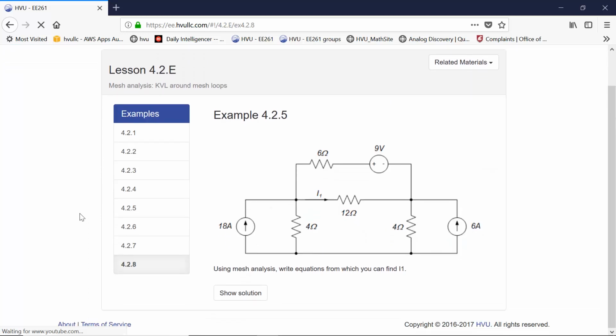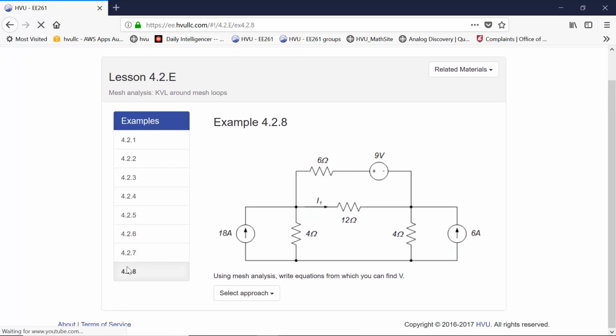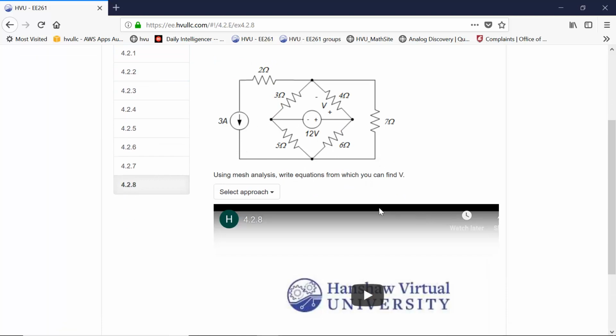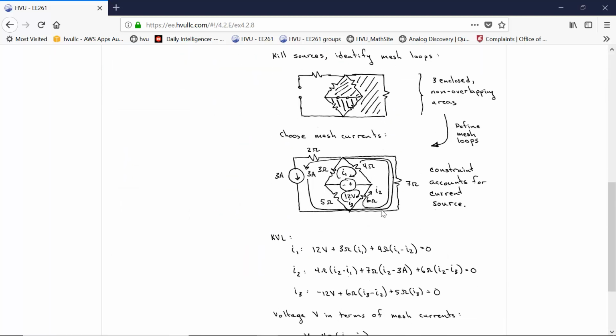And in some cases, I try to show more than one solution approach. So this particular problem, I give two possible solution approaches. One of them is in video form. The other one's a PDF.